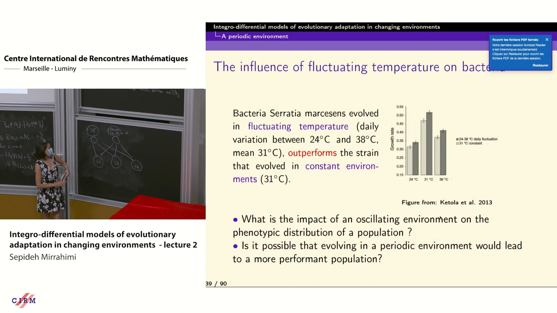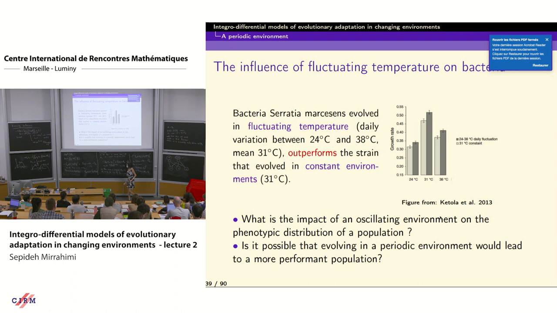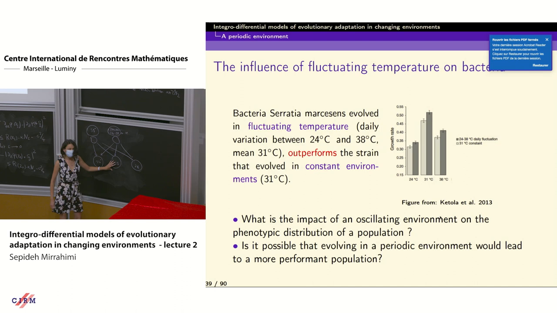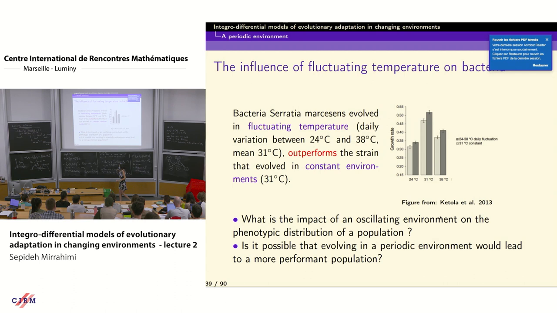And this was, at least at first glance, a little bit surprising, because you could expect that a population that evolves for a long time in a certain environment would be the most adapted to this environment. But here, we made them evolve in another environment, and then they became more performant even for this particular environment. So we were wondering if we can see such a phenomenon also by a mathematical model, okay? And more generally, to understand the impact of oscillations of the environment on a population.